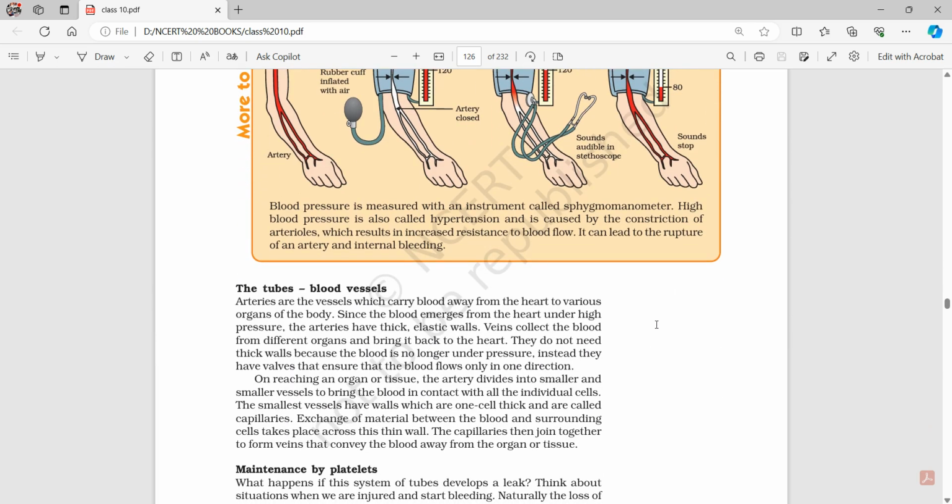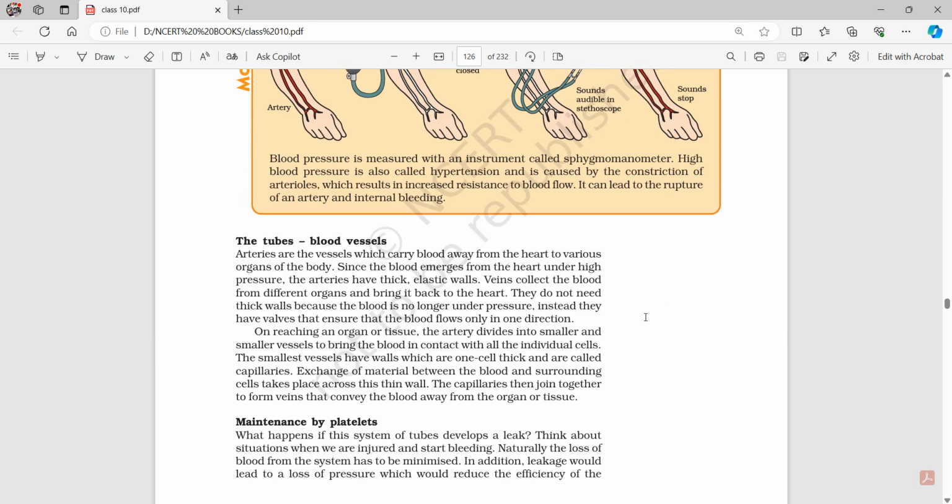The tubes, blood vessels. Arteries are the vessels which carry blood away from the heart to various organs of the body. Since the blood emerges from the heart under high pressure, the arteries have thick elastic walls. Veins collect the blood from different organs and bring it back to the heart. They do not need thick walls because the blood is no longer under pressure. Instead, they have walls that ensure that the blood flows only in one direction.